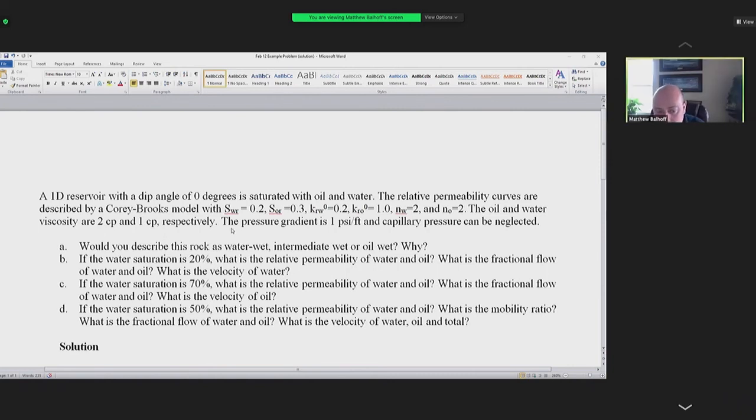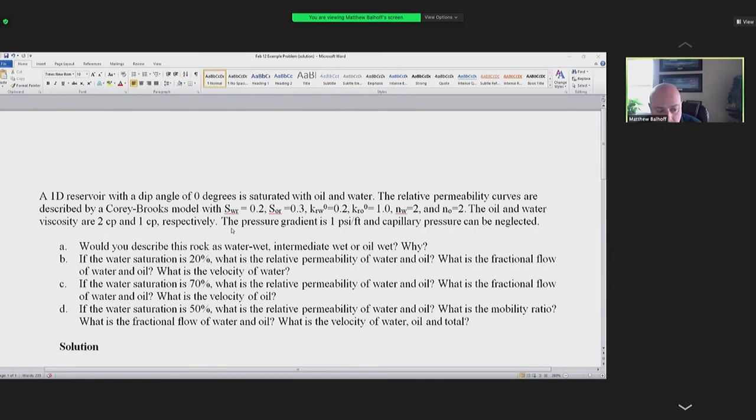That is correct. So the relative permeability of water is zero because we're at residual water saturation. The relative permeability of oil is equal to the endpoint relative permeability of oil, which is one. And again, because water is not moving, the fractional flow of water has to be zero, and then the fractional flow of oil has to be one minus FW. So that's one, it's 100%. So good. And we're going to skip the question about the velocity of water.